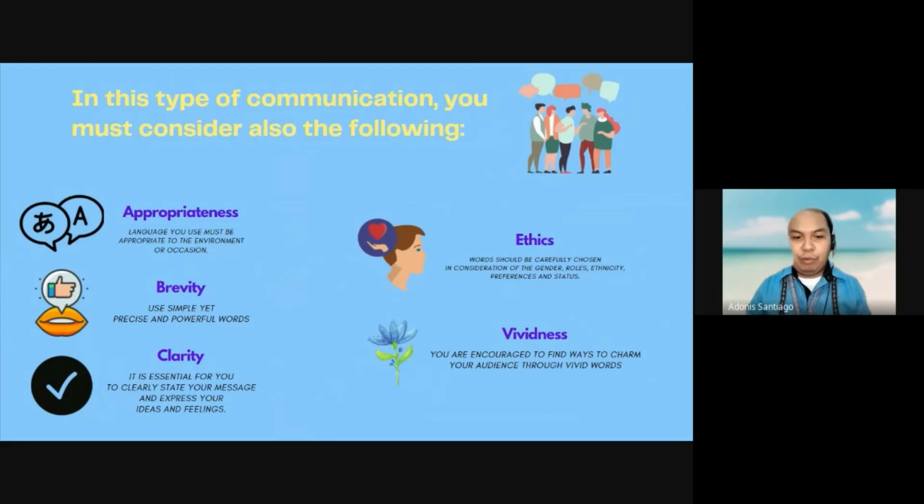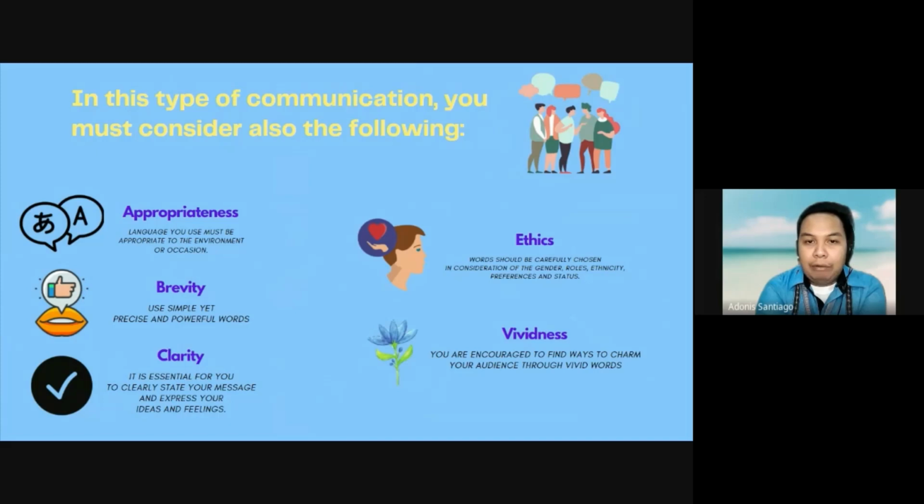So we also have brevity. It is using simple and precise and powerful words. So when we speak to people, we need to use the simplest words as much as possible for them to understand. Others are using highfalutin words for them to look like they are smart, but then the receivers of the message might not be able to understand the concepts properly. So we need to use simple words as much as possible. But it matters who you are talking to.